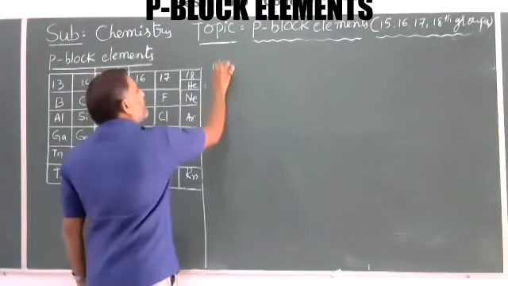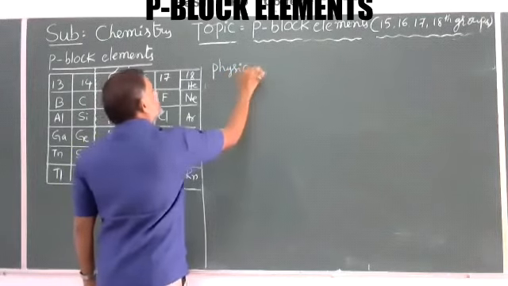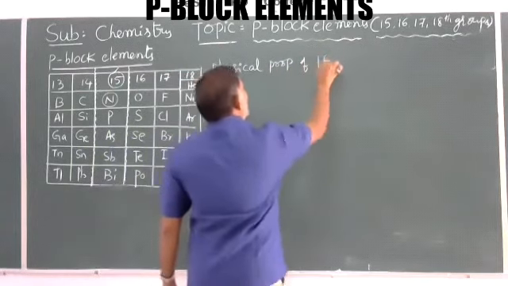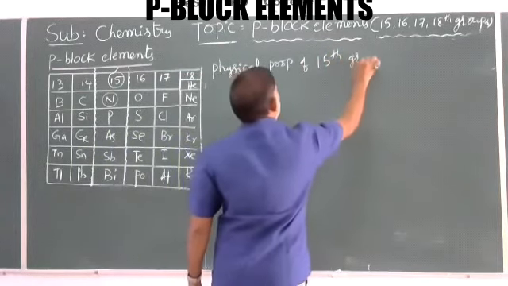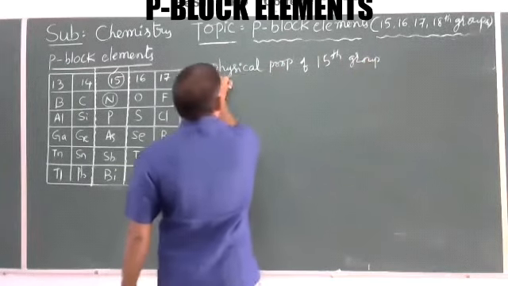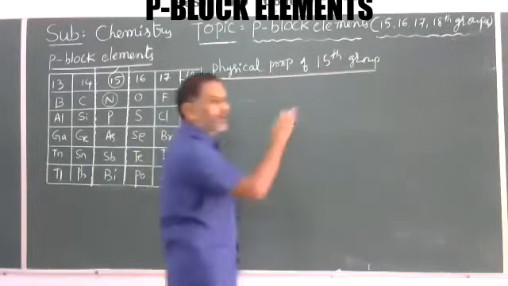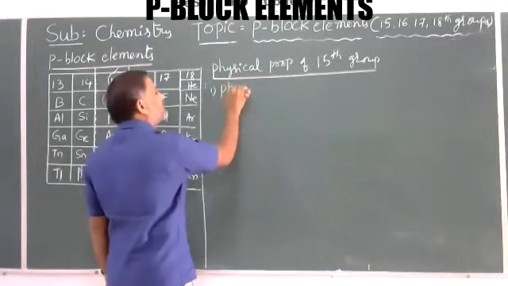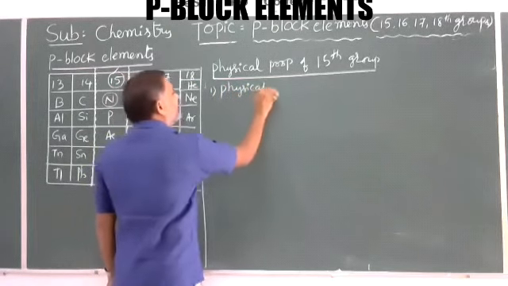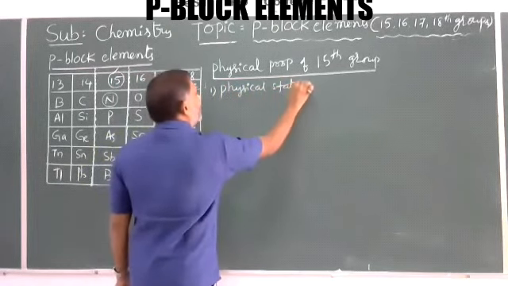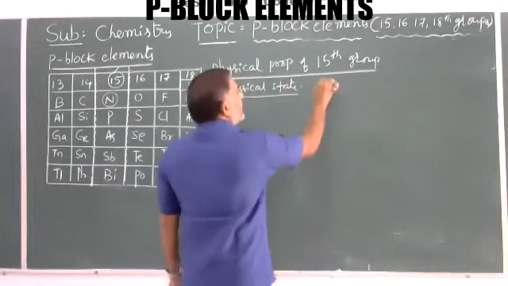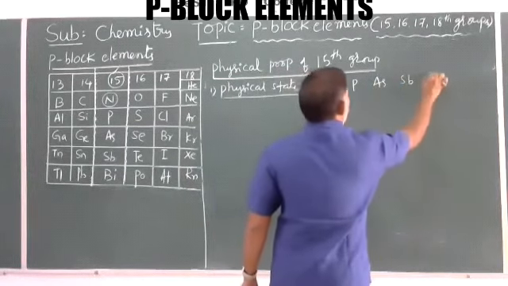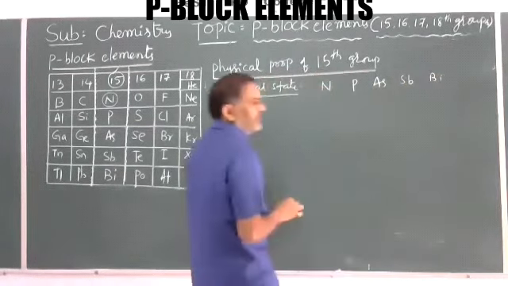Now the physical properties of 15th group elements. Physical and general properties combined, I'll explain. First one is physical state. The physical state of the 15th group elements: nitrogen, phosphorus, arsenic, antimony, and bismuth.